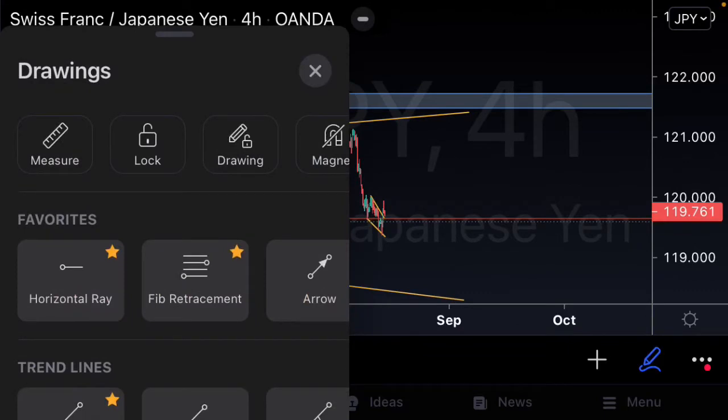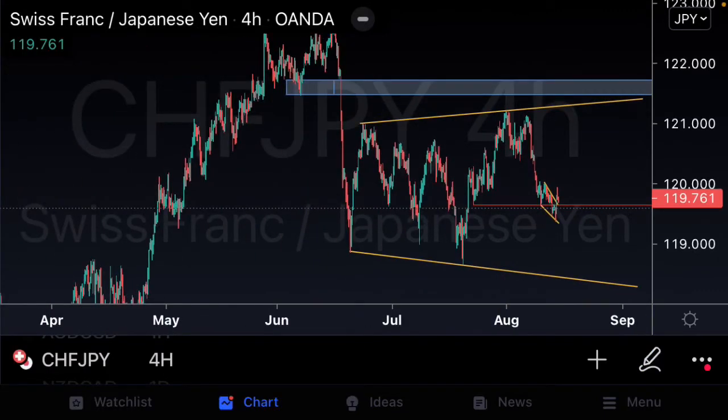What I want to show you guys is that we've adjusted for structure, we've accommodated for this new structure, we've been evolving, and I think that's what we're going to go through throughout this video. We've evolved with Aussie CAD, we're evolving with Swiss yen, we're going to evolve with New Zealand dollar CAD and New Zealand dollar JPY. So you guys will get to see how these structures and how we change our biases according to how the structures are developing.